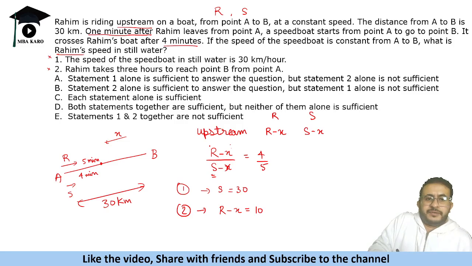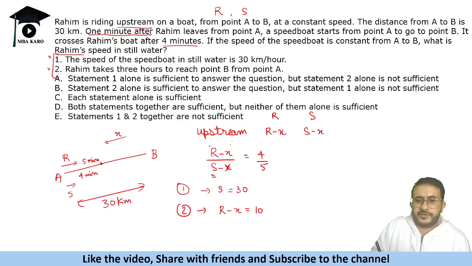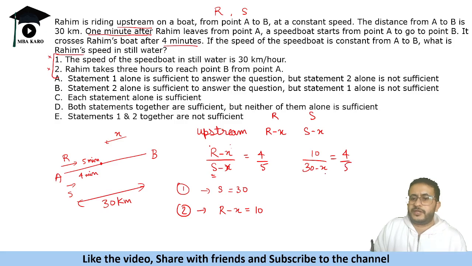Now when we combine both these statements, we get R minus X is equal to 10. So that is 10 upon (S is 30) 30 minus X is 4 upon 5. Now we can solve for X.